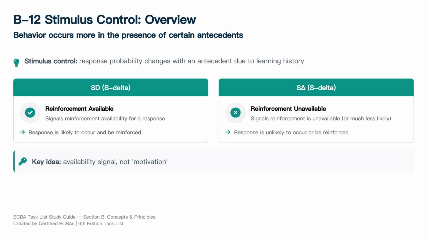Now let's shift to stimulus control, which is basically, when does behavior work? Behavior is more likely in the presence of certain antecedents because of learning history. An SD signals reinforcement is available for a response, while an S delta signals reinforcement is unavailable or much less likely. And the key idea is availability, not motivation.